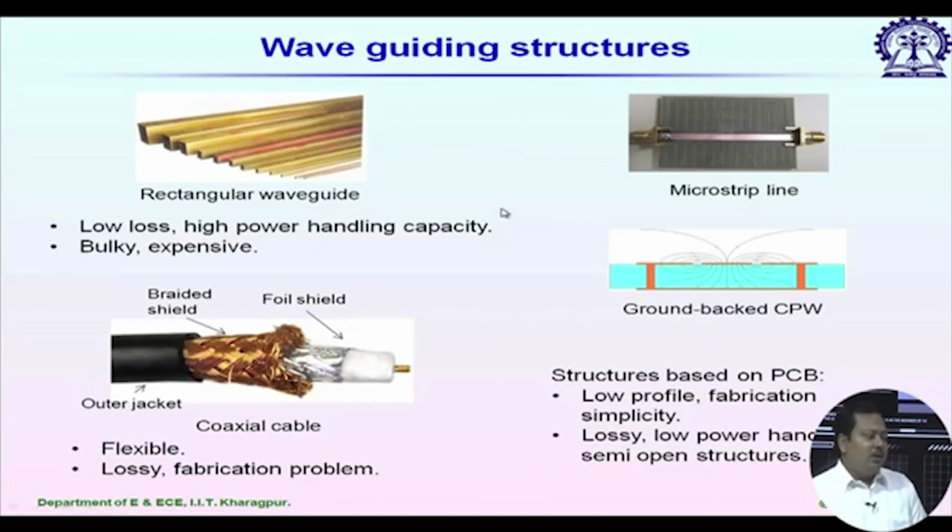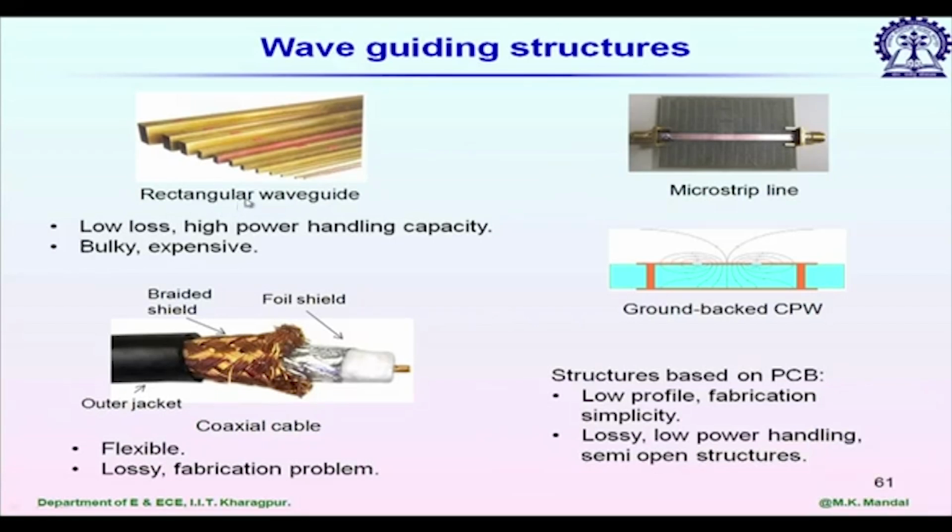Now, let us start on the popular waveguiding structures which we use at millimeter wave frequencies. This picture shows four of them. The first one is the rectangular waveguide. This is nothing but a hollow metallic pipe, and the cross section is a rectangle. It comes in different sizes for different frequency bands, and as we know, the frequency band is determined by the cutoff frequency Fc of the waveguide, which is a function of physical dimension.